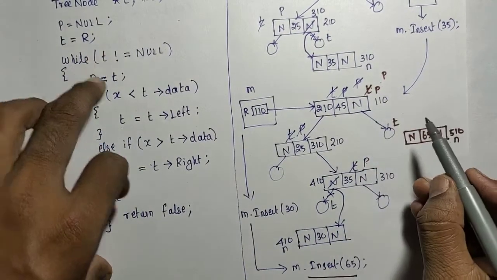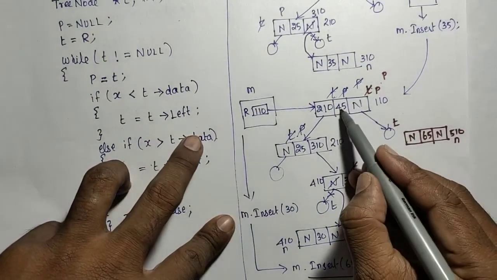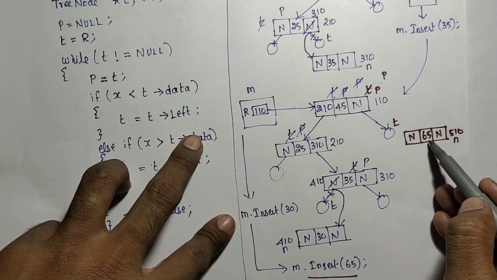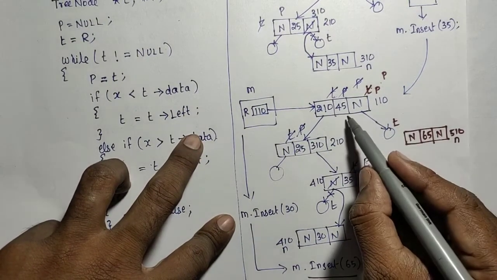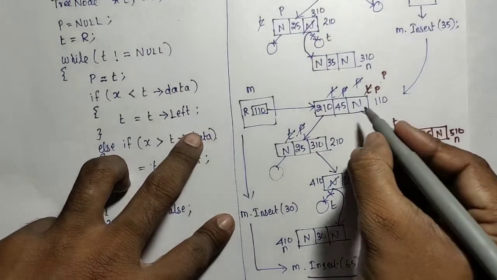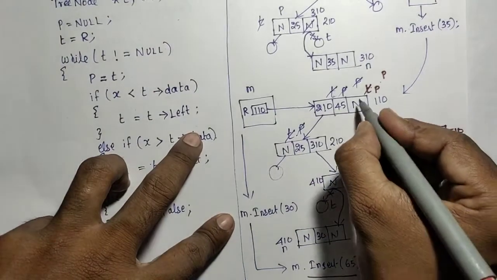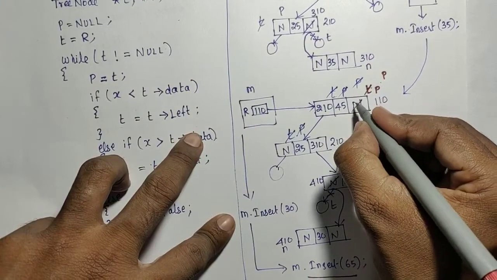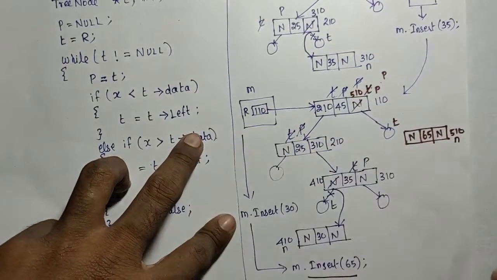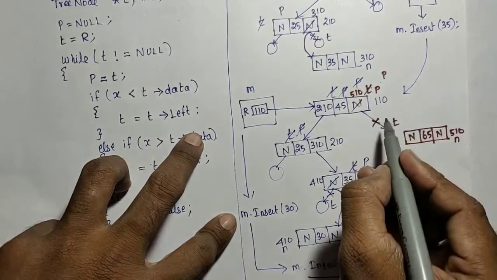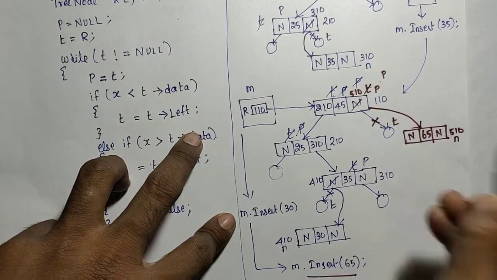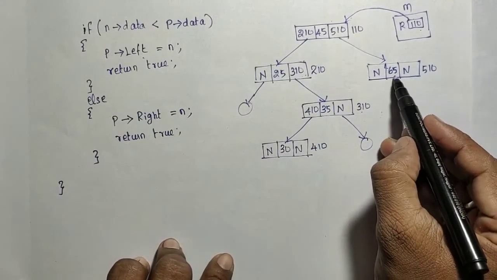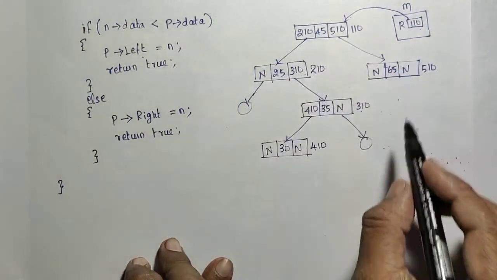Now the N is going to be linked with this P, so it compares the data again. P of data is 45 and N of data is 65. So it should be added as right of the P. So this right of the P will be changed to 510. Okay, 510 means this link is cut and this link will be created. So after inserting 65 and 30, this is the binary search tree.